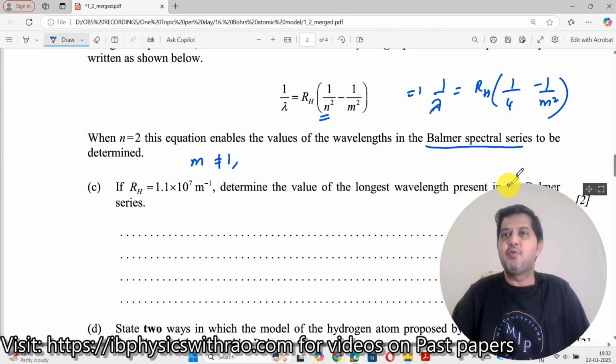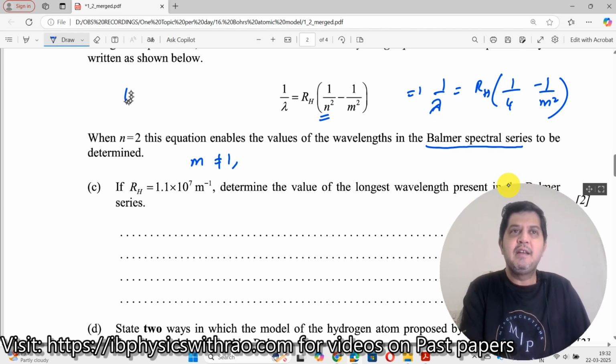Can I put m equal to 2? If I put 2 over here, what do you get? 1 by 4 minus 1 by 4 becomes 0 over here. When it becomes 0, 1 by lambda becomes 0, lambda becomes infinity. Can we have a wave whose lambda becomes infinity? It's not possible.